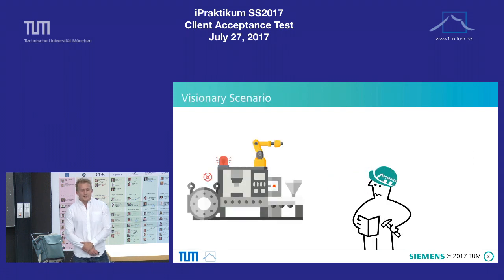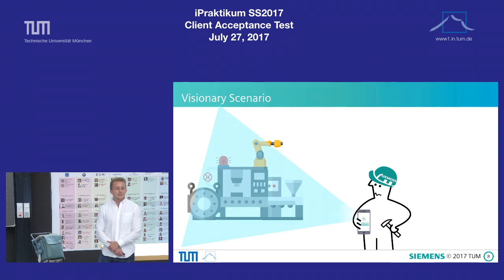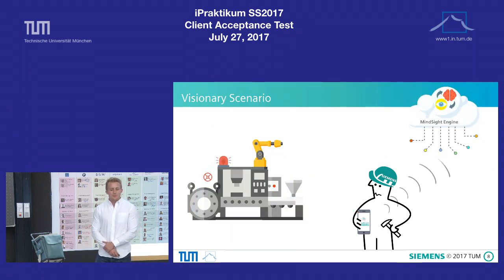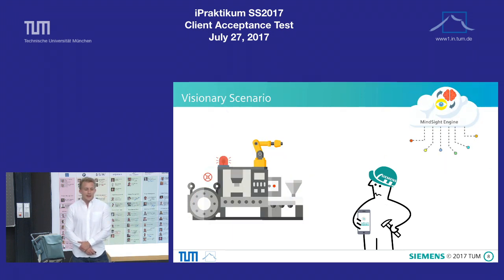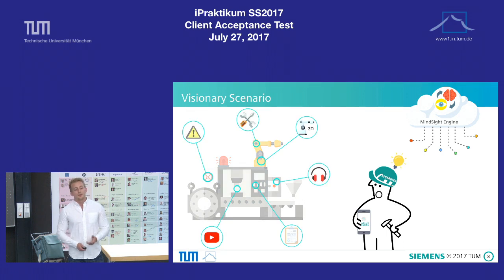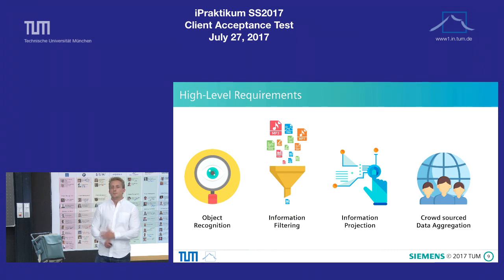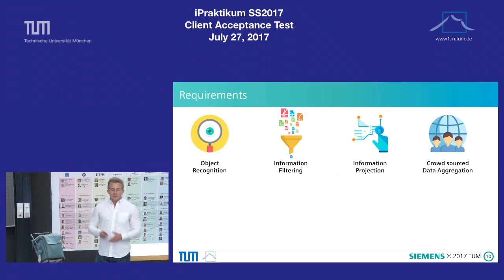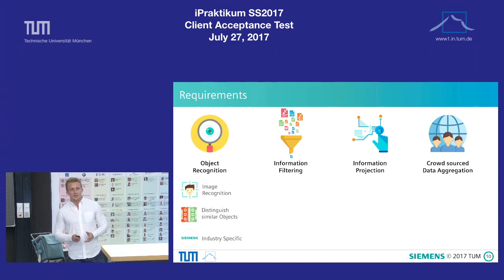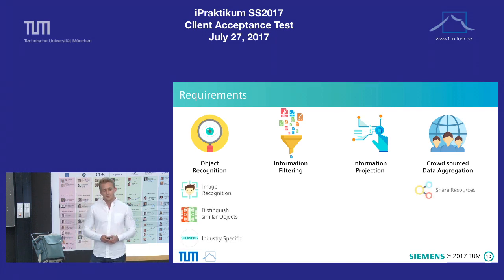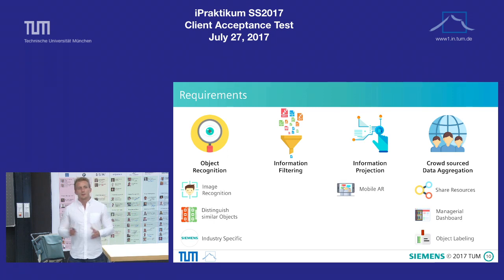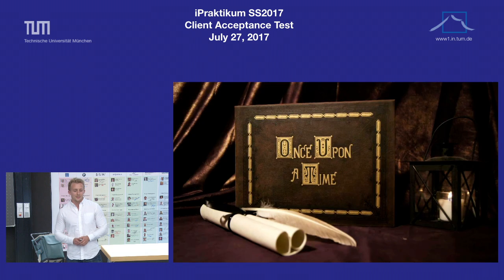So, in our vision scenario, we envision Sven using our mobile application. And this allows him to scan the object, retrieve information from our MindSight application, and project this using augmented reality onto the object itself. So there are 4 main requirements that are needed to make this project a reality. We don't have time to go through all the subcategories, but we would like to focus on the image recognition, how we can distinguish between the different types of images, how we use crowdsourcing to train a neural network, and how we can project all of this using augmented reality.